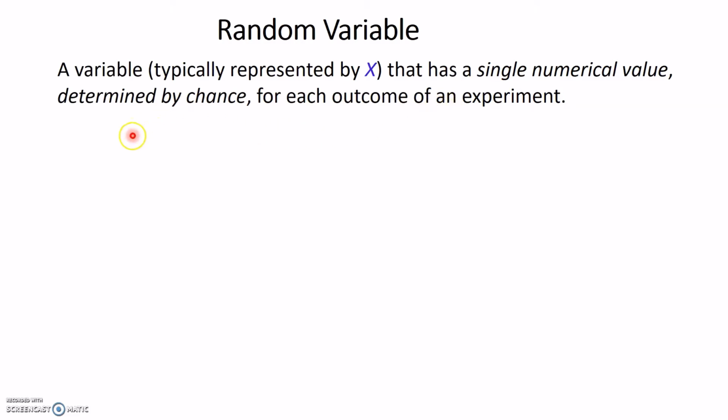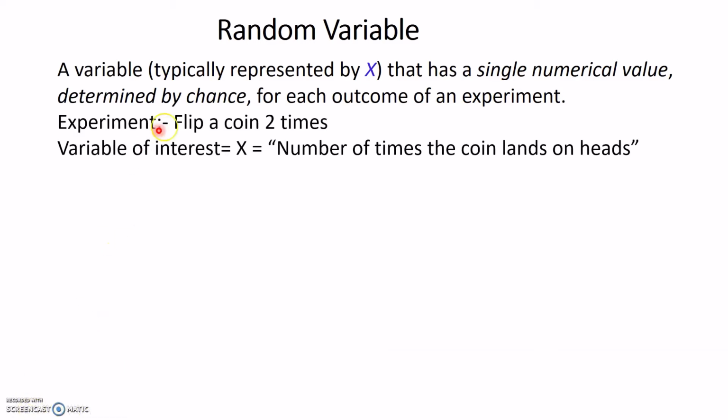So let's see an example. Let us suppose the experiment is we flip a coin 2 times, and the variable of interest is X, and we want to observe how many times the coin lands on heads. If you remember from our previous discussion, when you flip a coin 2 times, these are all the possible outcomes: heads-heads, tails-tails, heads-tails, or tails-heads. I hope you remember this is called the sample space.